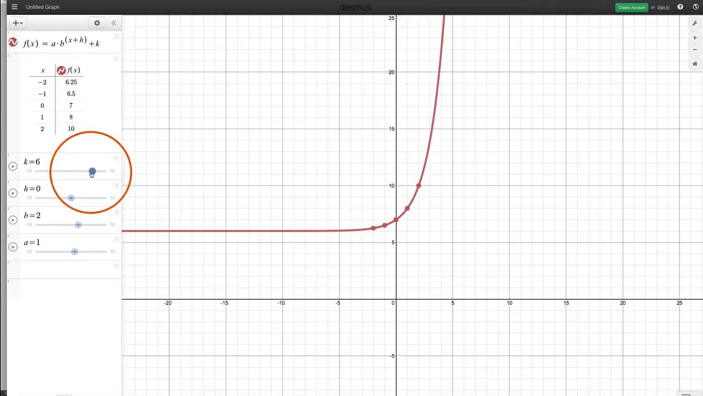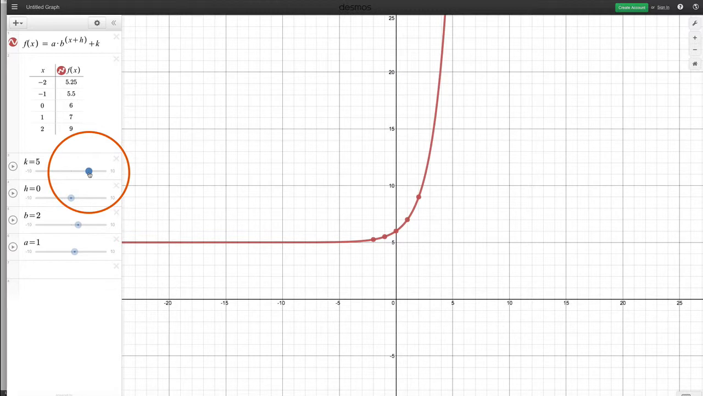Okay, so what I can tell you is it shifts exactly that many units up, down, left, and right respectively, or respectively left, right, up, down. So you'll notice here that when k is 5, if I add 5 in my k, my whole graph, its asymptote was the x-axis before. Now the asymptote is up at a height of 5 because everything about this graph shifts up 5.